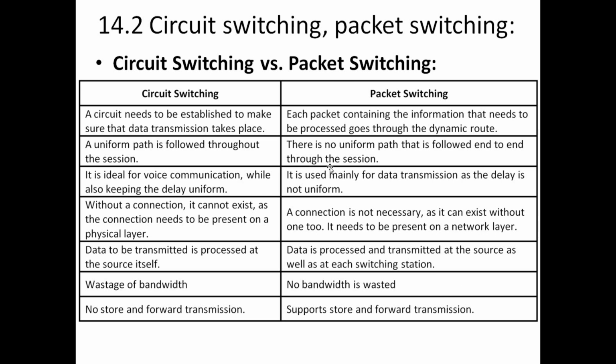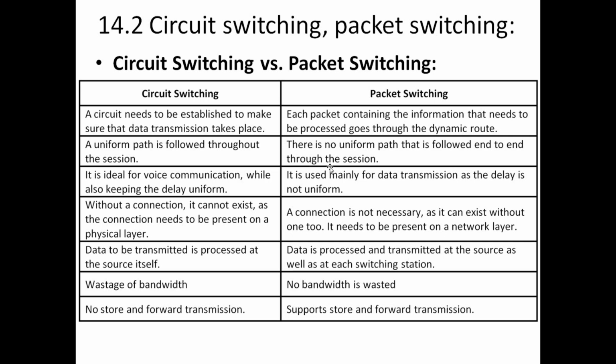Circuit switching: in circuit switching you need a dedicated circuit or a dedicated link to be established before you can send your message. In packet switching, every packet contains the destination information, so a dynamic route can be created on the go. A uniform path is followed throughout the session in circuit switching, whereas in packet switching there is no fixed or uniform path. Circuit switching is ideal for voice communication with almost no delay at all. For packet switching, there are a lot of delays and it's good for data transmission but not for voice calls.